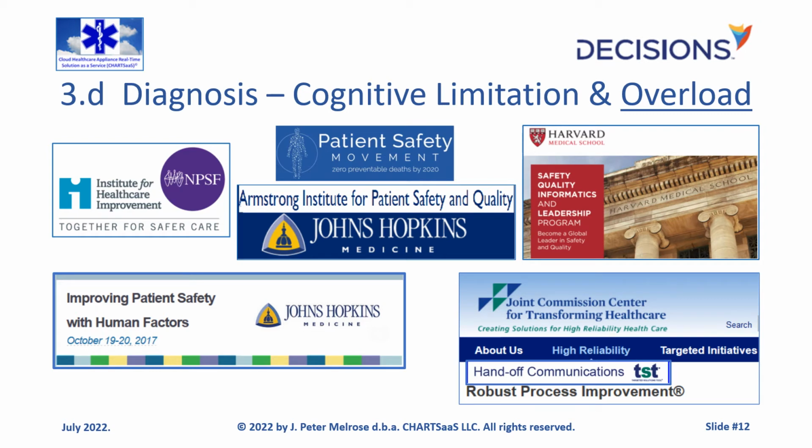TSTs in turn are based on the Commission's registered trademark Robust Process Improvement, or RPI, tools and methods, per this quote from its website. "The Center and its participating organizations use RPI methods and tools to improve quality and safety of healthcare. These methods include Lean Six Sigma and other change management methodologies and tools for high reliability." End quote. Johns Hopkins Medicine's Armstrong Institute for Patient Safety and Quality also relies on efficiency and human factor improvement methods in the development of its Comprehensive Unit-Based Safety Program, or CUSP.